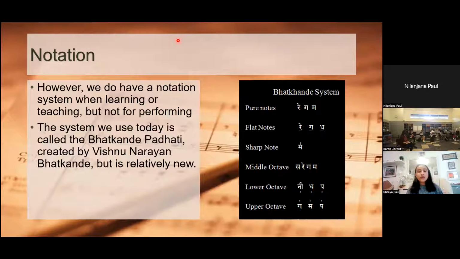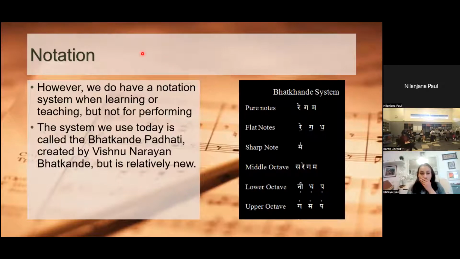Then we have a system for octaves as well. For the middle octave, there is nothing added to it. With the lower octave, when it goes down, if I just have sa again, we draw a dot at the bottom like this. And if we have the upper octave, then it's written like this, with a dot at the top. So that's the basics of our notation system. Does anyone have any questions about this?